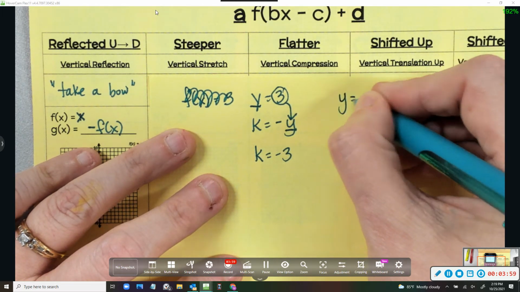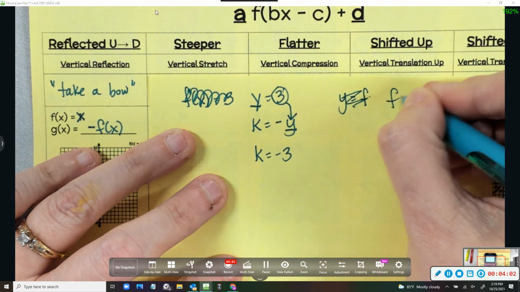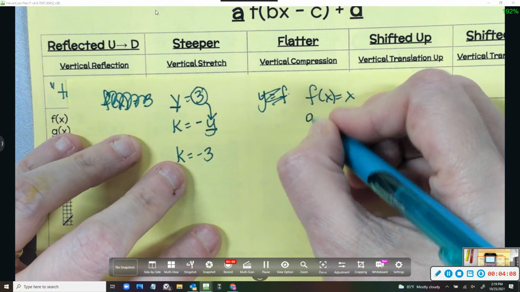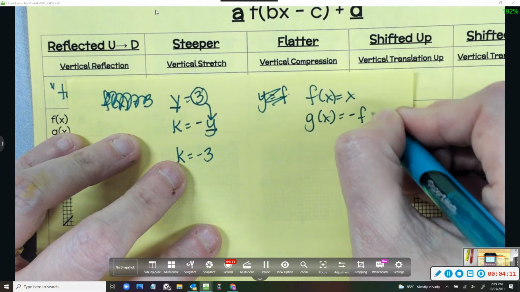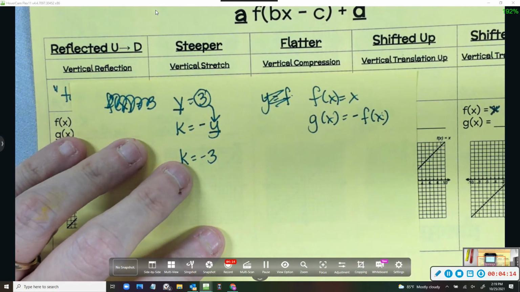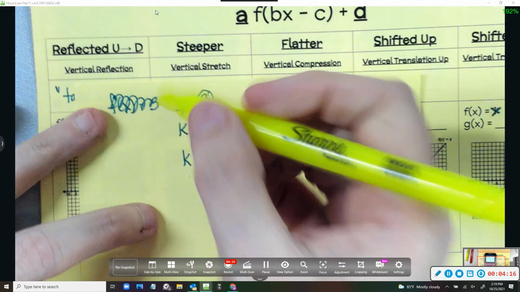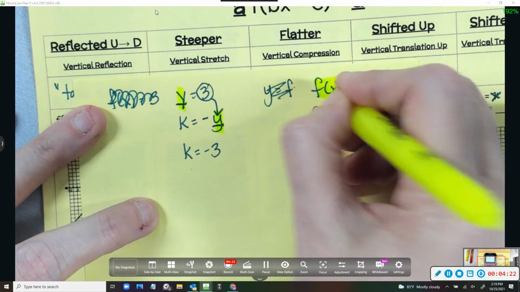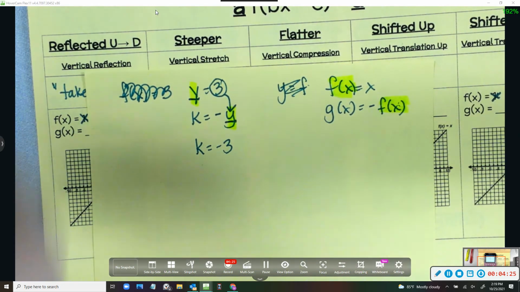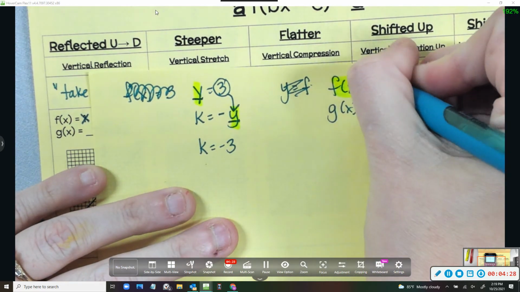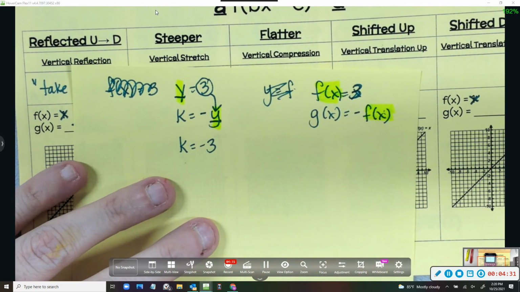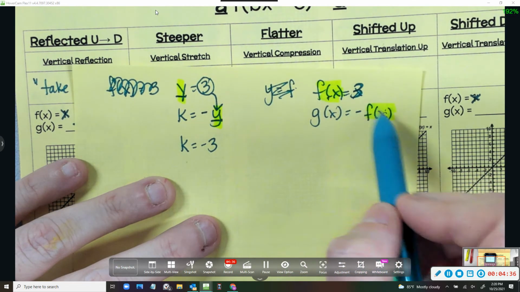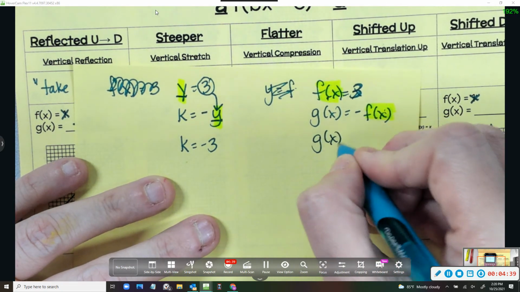So now what if I had f of x equals x, and g of x equals negative f of x. We said earlier that when these are the same, we can substitute. Let's take this back a step further. What if f of x is 3? Anywhere I see f of x, could I plug in a 3? And then I would have g of x equals negative 3.